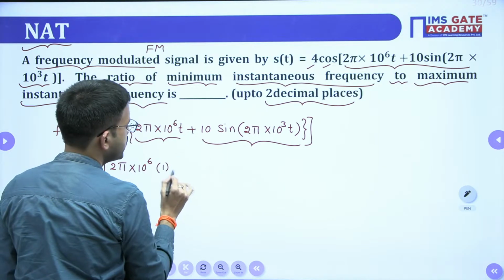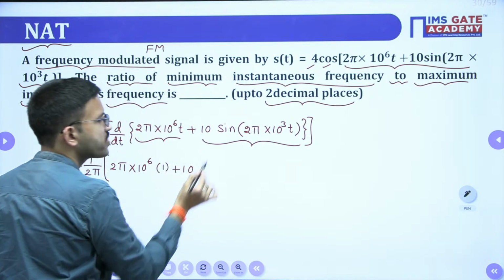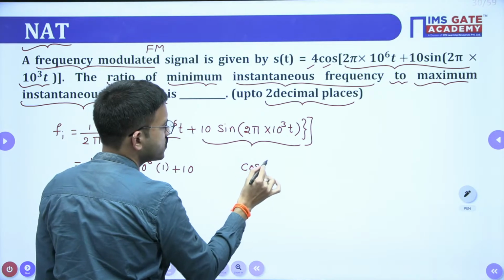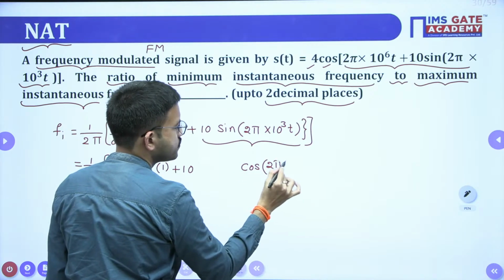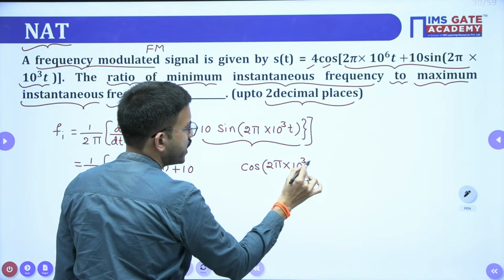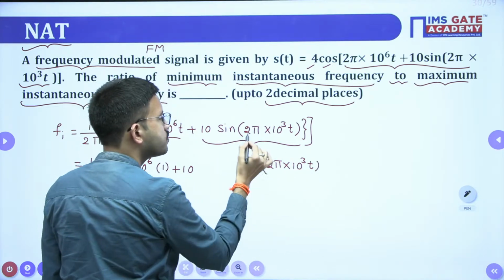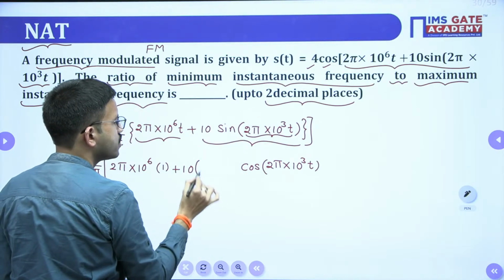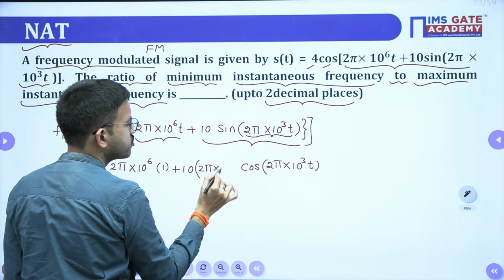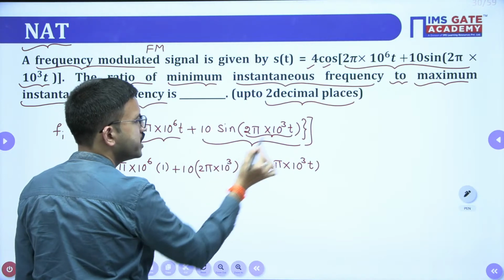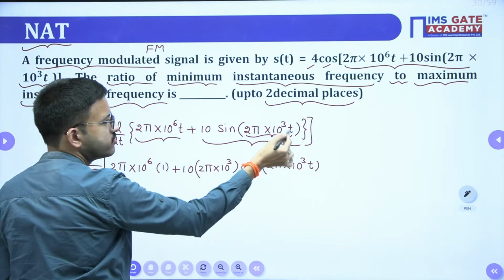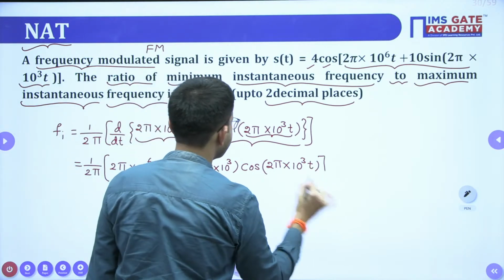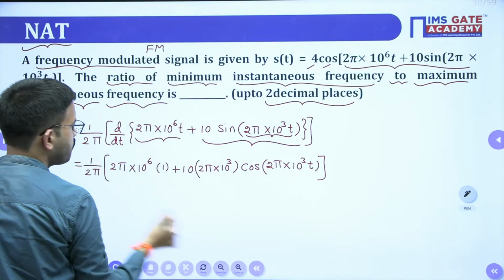Next, here 10 is the constant, you can keep it as it is. Derivative of sine is nothing but cos. Then just perform the differentiation of the inner term. Here 2 pi into 10 cube is the constant, you can keep it outside, into derivative with respect to t. Derivative of t with respect to t is nothing but 1. So this is the quantity you are getting.